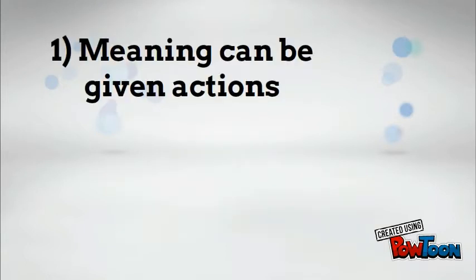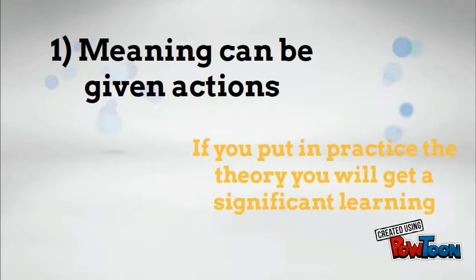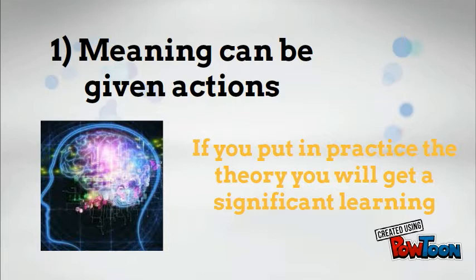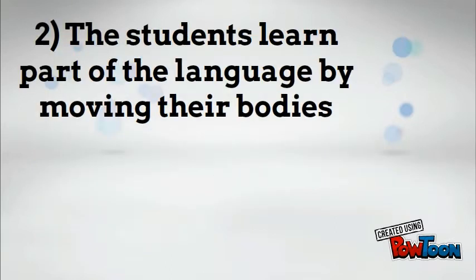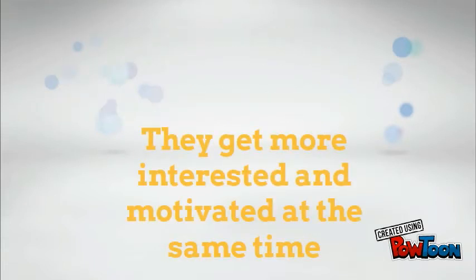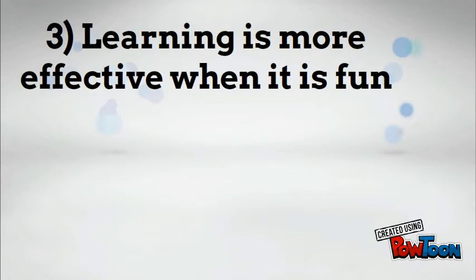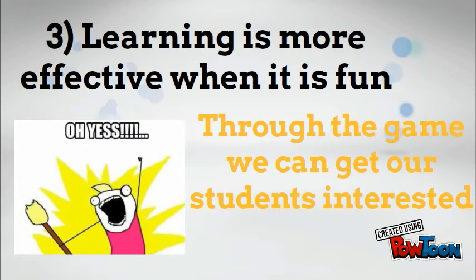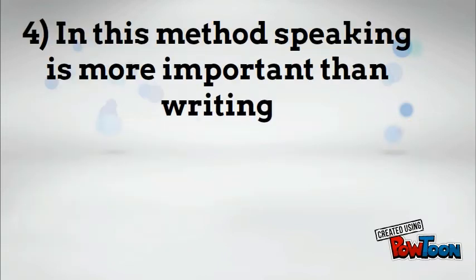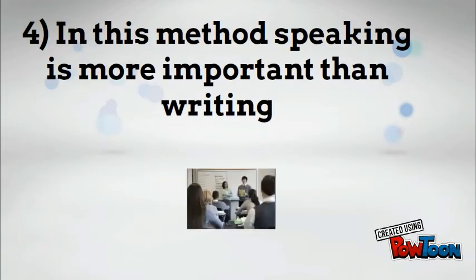Number 1, meaning can be given by actions, which means that if you put in practice the theory, you will get a significant learning as a result. Number 2, the students learn part of the language by moving their bodies, and they get more interested and motivated at the same time. Number 3, it is more effective when it is fun. So through it again, we can get our students interested. Number 4, in this methodology, speaking is more important than writing.